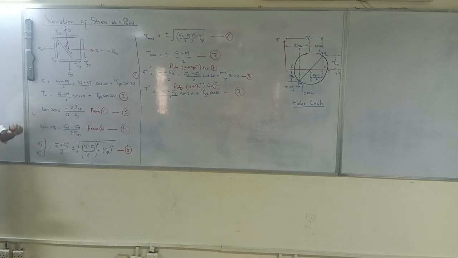So another thing is that these two angles, 2 theta and 2 theta s, if you multiply them, this is like a slope, isn't it? And you multiply them, you get -1, isn't it? So that means that the plane which has got the maximum axial stress is perpendicular to the plane which has got maximum shear.